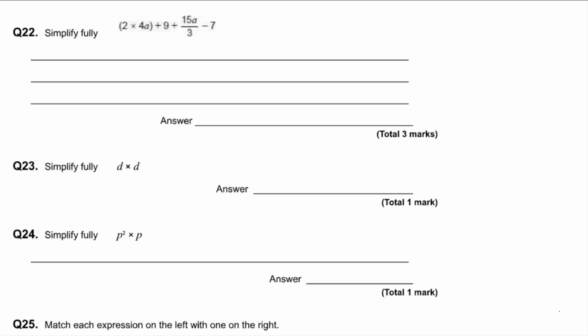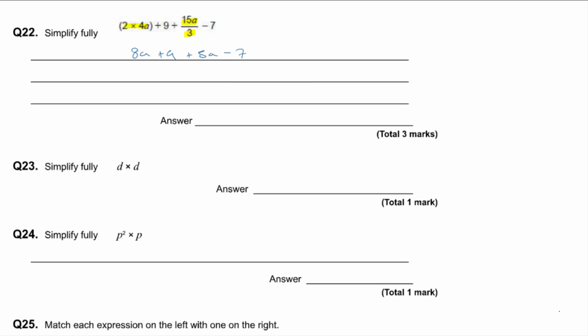Getting a little bit more complex now, so I've got 2 lots of 4a plus 9 plus 15a over 3 minus 7. So I've got a bit of tidying up to do before I can collect like terms together this time. Now, first off, contents of this bracket here, 2 times 4a. Well, if I've got 4a and 4a, that makes 8a, doesn't it? So that bracket becomes 8a. Then I've got plus 9, and then I've got 15a divided by 3. Well, 3 goes into 15 5 times, so 15a divided by 3 is going to be 5a, and then I've got minus 7 on the end.